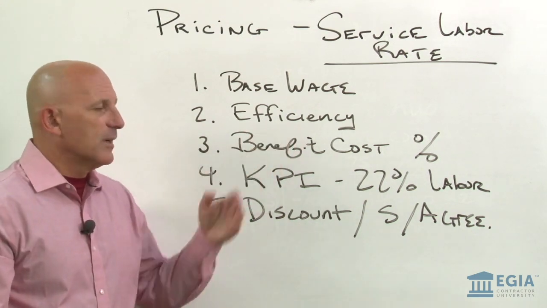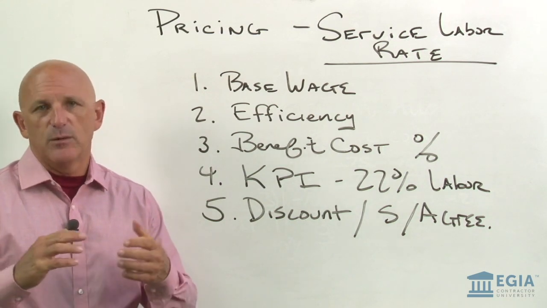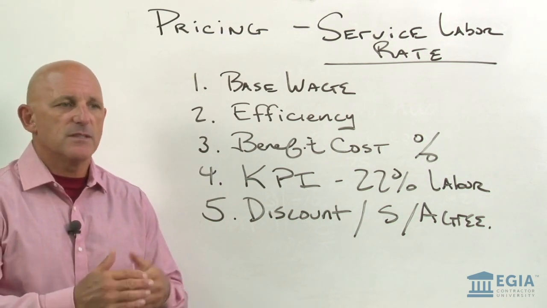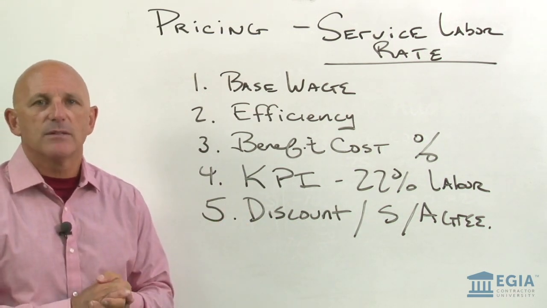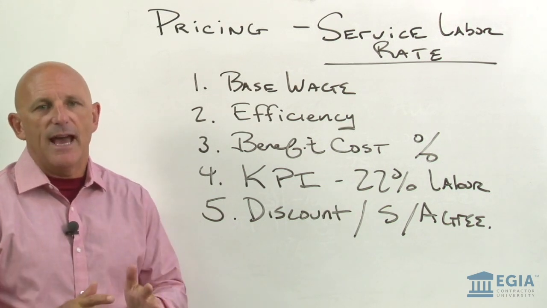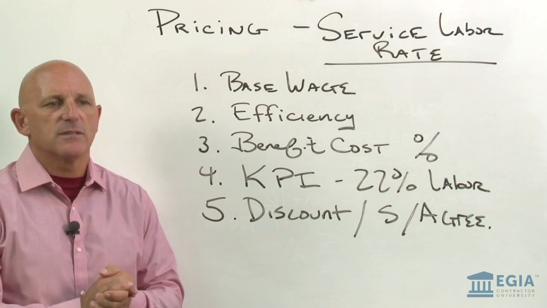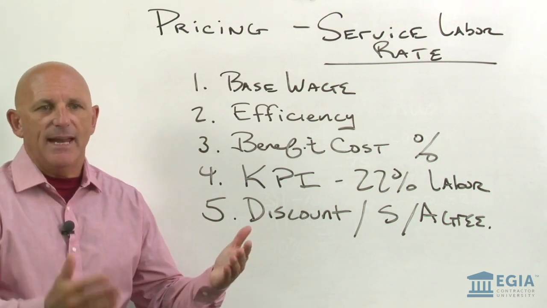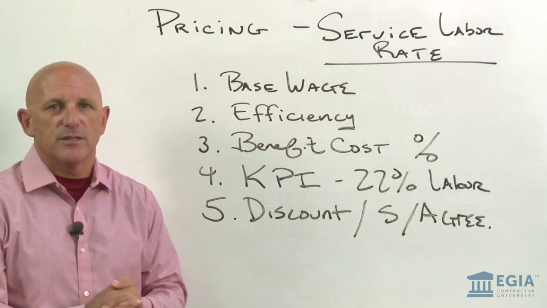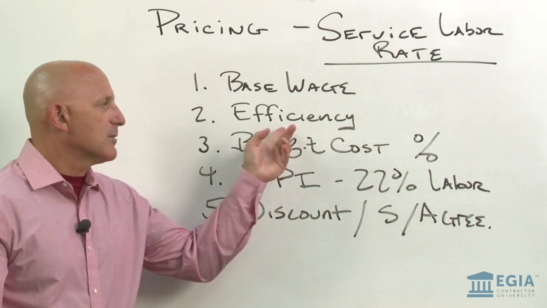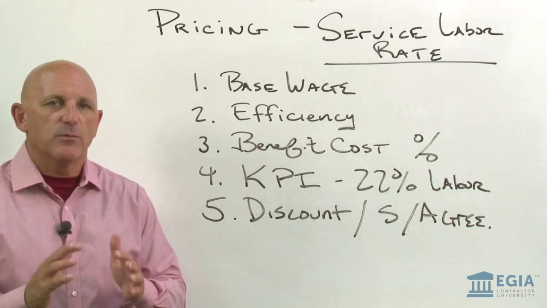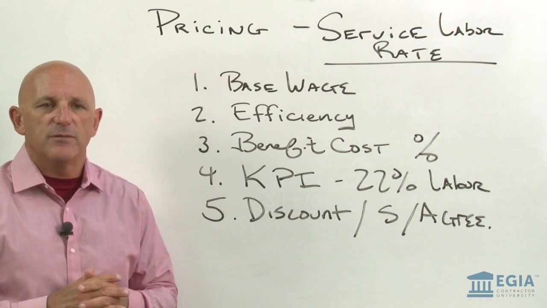The second thing that we're going to need to do is deal with your efficiency. The efficiency is defined as the hours that we have billed out versus the hours that we have paid out. We've talked about that in previous discussions. 6 hours billed, 8 hours paid gives me a 75% efficiency ratio. The industry average right now is about 50%. So I would recommend that we start with the industry average at 50%.